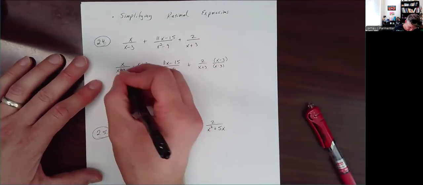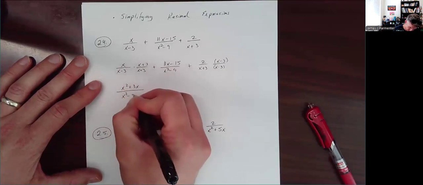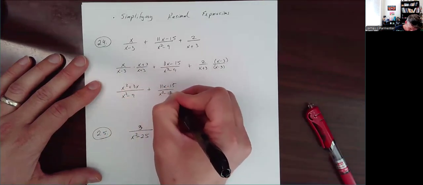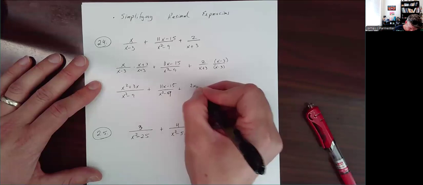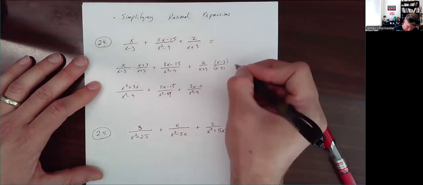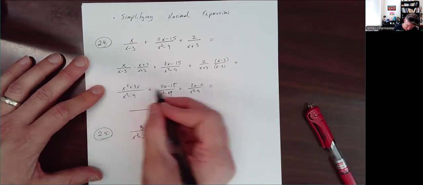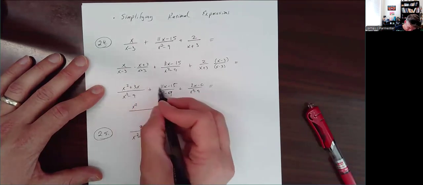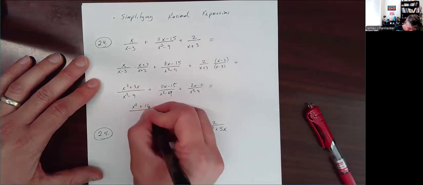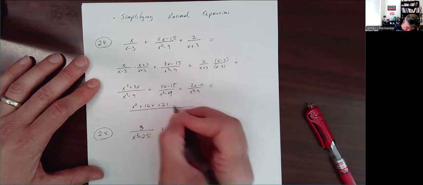Multiplying it out, I get x squared plus 3x over x squared minus 9 plus 11x minus 15 over x squared minus 9 plus 2x minus 6 over x squared minus 9. And then I guess I can write equal signs here. I can combine all the terms in the numerator. I get x squared. You get 3x plus 11x plus 2x, which is 16x. And I get minus 15 minus 6, which is minus 21.